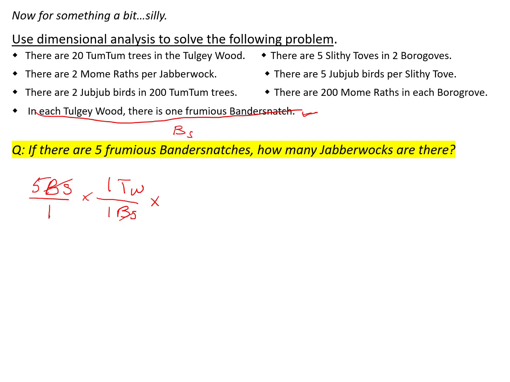So let's find one that has Tulgey Wood. Here we have the first bullet. It says there are 20 tum-tum trees in the Tulgey Wood. So we have 1 Tulgey Wood, and it has 20 tum-tum trees in it. Now Tulgey Wood is canceled out, and we're left with tum-tum trees, and you just keep going until you've used them all up, and you should end up with a whole number of Jabberwocks that's less than 10. Just to give you a ballpark figure.